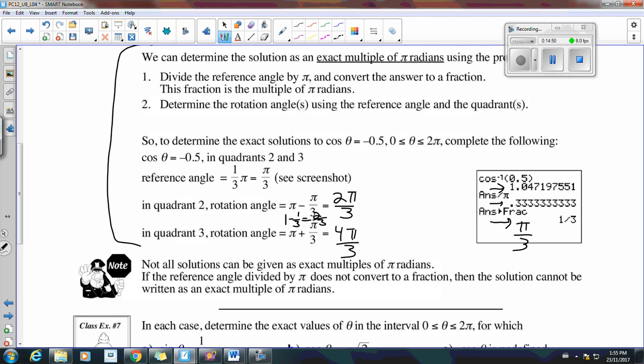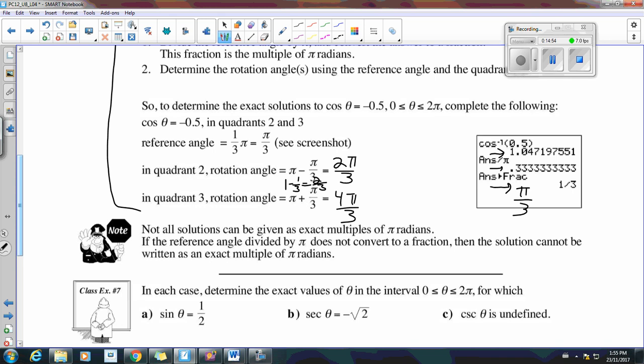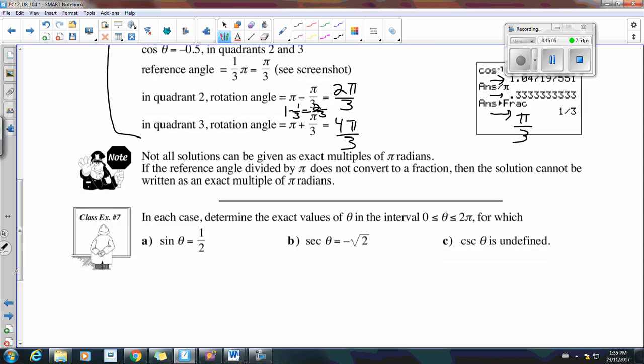Not all solutions can be given as exact multiples of pi radians. If the reference angle divided by pi does not convert to a fraction, then the solution cannot be written as an exact multiple of pi radians. So this isn't a foolproof system, but it does help. Or you can use your special triangles or your unit circle and the sine hand trick, which I'll show you as well. So in each case, determine the exact values of theta in the interval 0 to 2 pi.